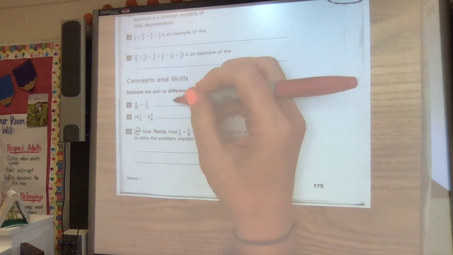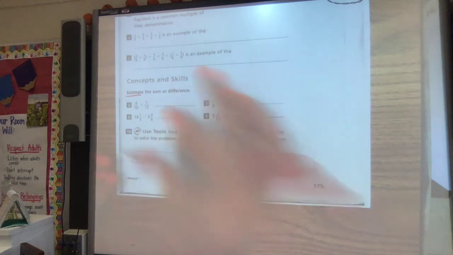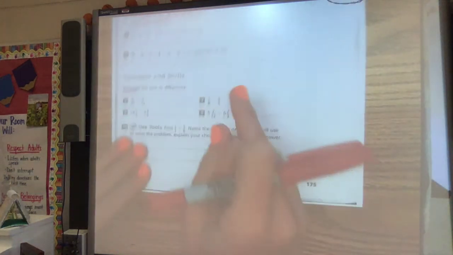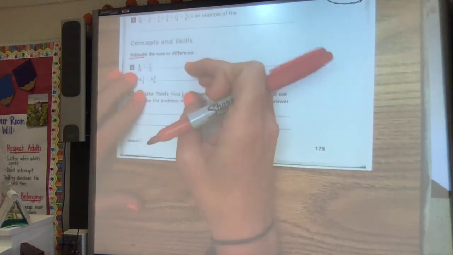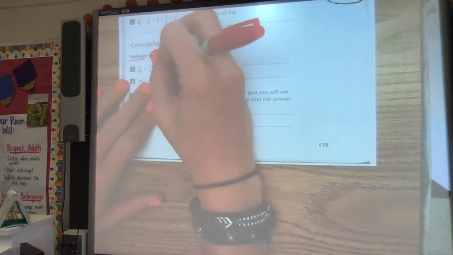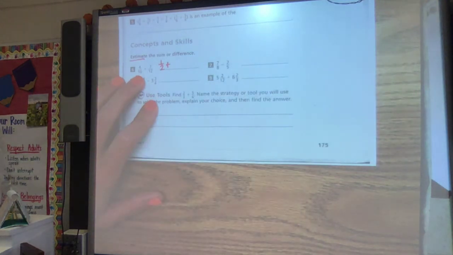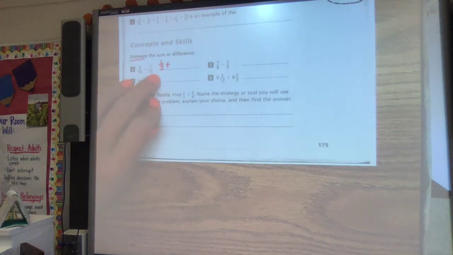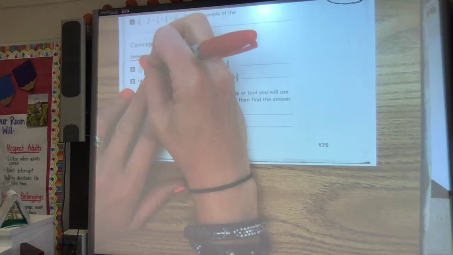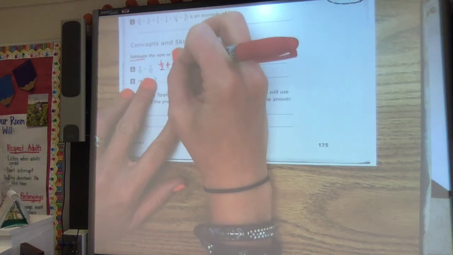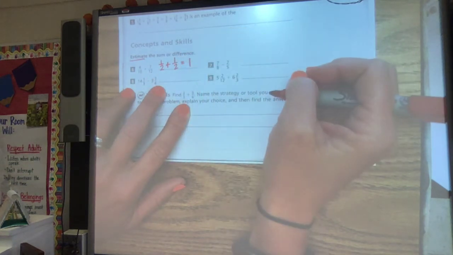Let's skip down to number 6. Our directions say estimate the sum or difference. Right now we are using those benchmarks to help us. Doesn't say solve it. 4/10, I would probably round that to 1/2 because half of 10 is 5. So 4/10 is close to 5/10, so I'm going to say a half. Next is 7/12. Again, I think half of 12 is 6, so 7/12 is close to 6/12, so that would be 1/2. So I think an estimate for that is 1.